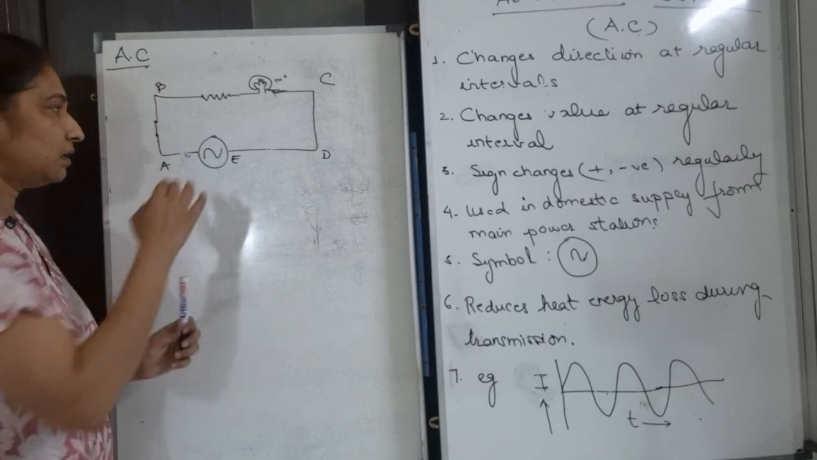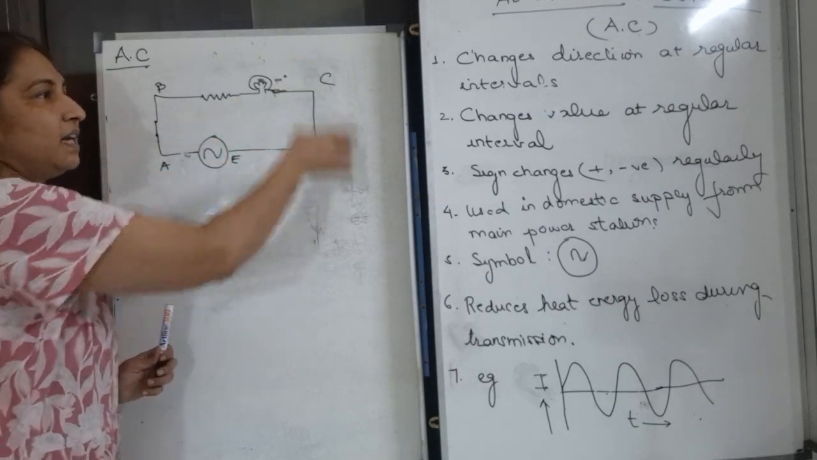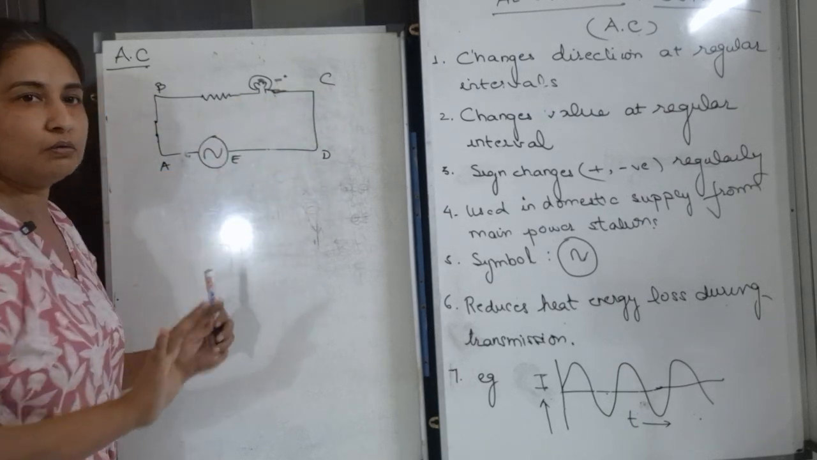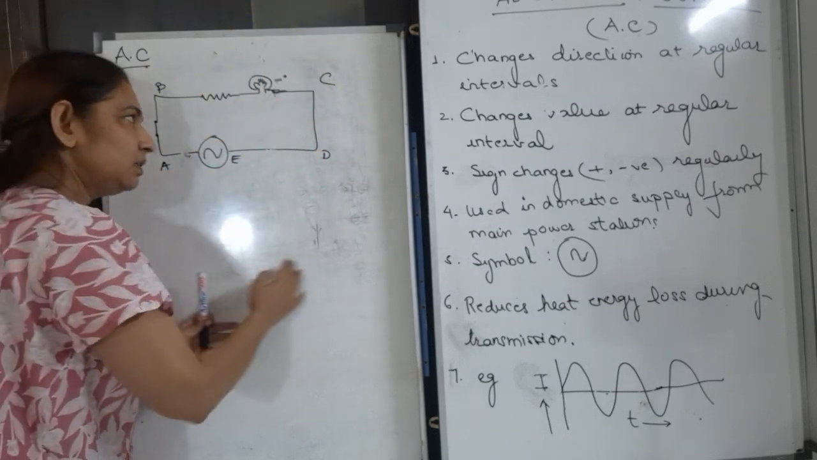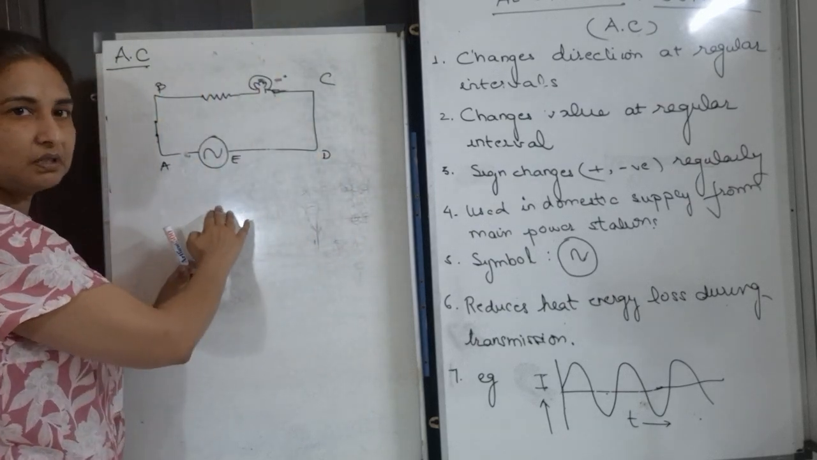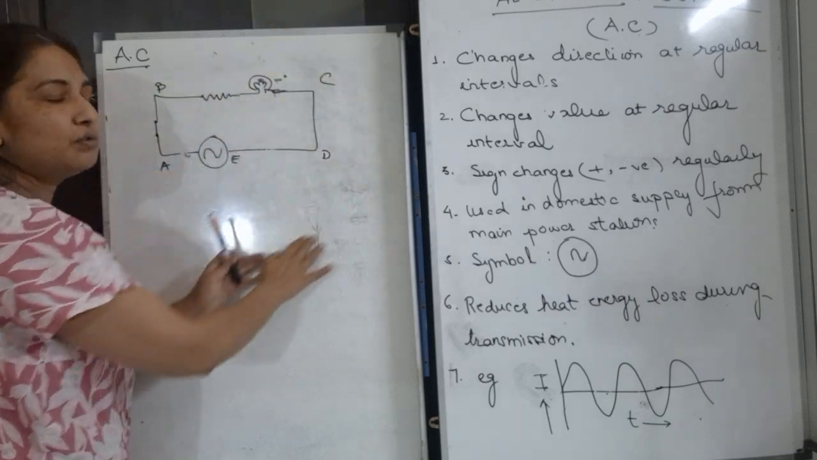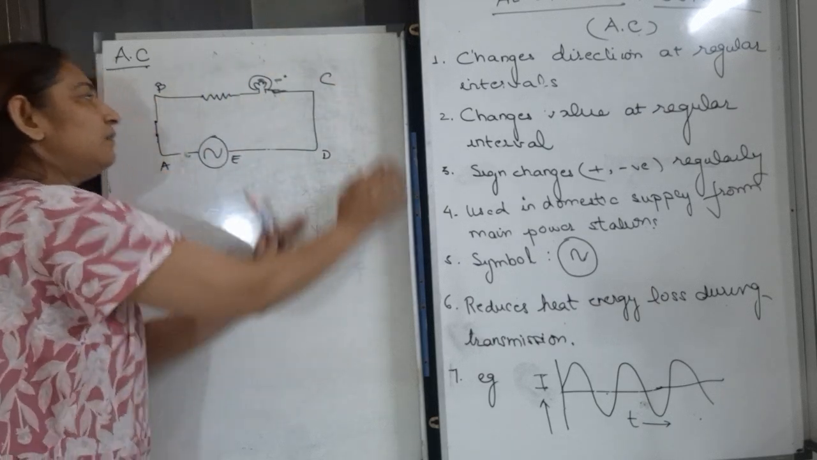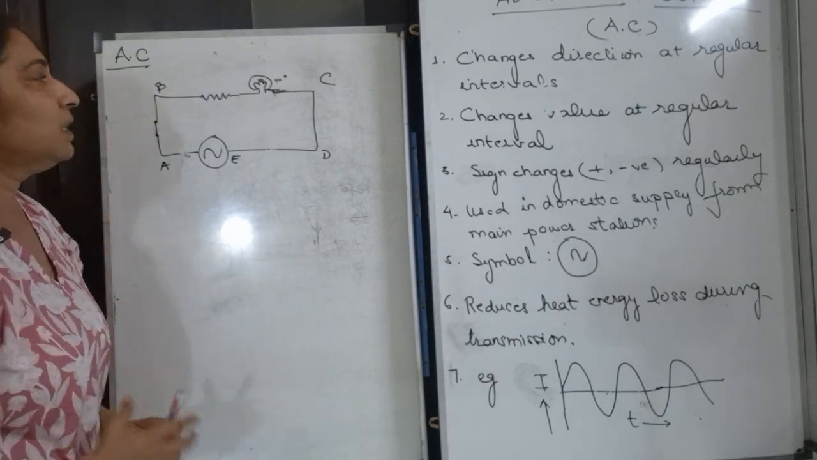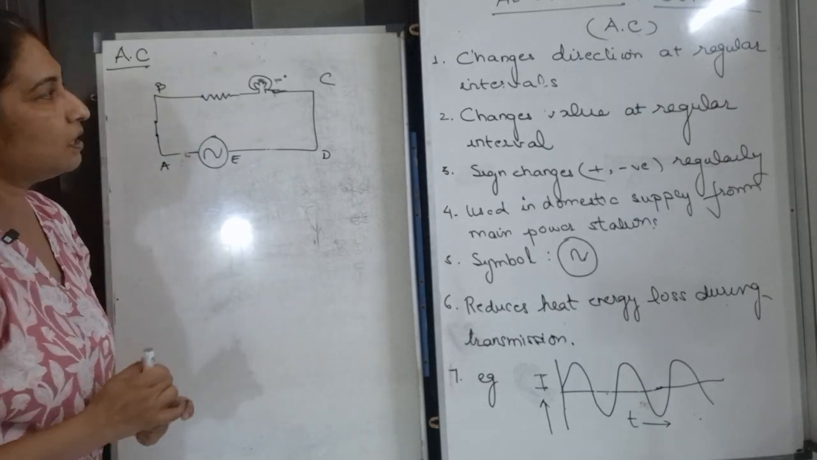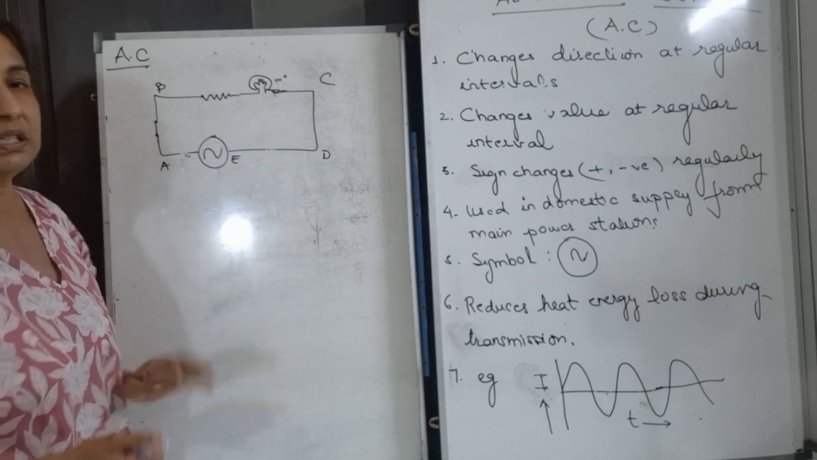It's not that for 1 hour it flows like this, and then for 1 second it flows like that. No, it is fixed. So whatever time duration it flows like this, the same time duration it flows in the reverse direction. Then again it flows in the forward direction. Then again it flows in the reverse direction for the same amount of time. Such type of current is known as alternating current.